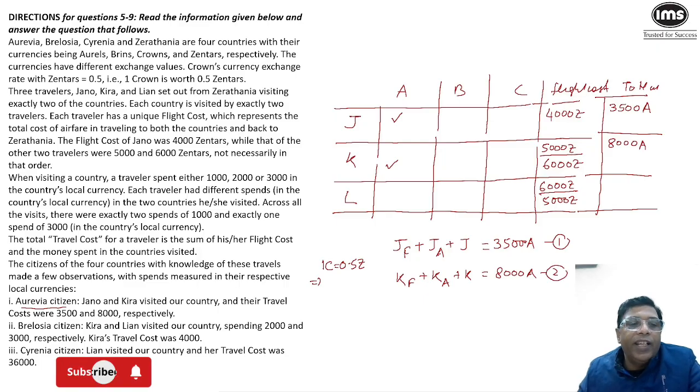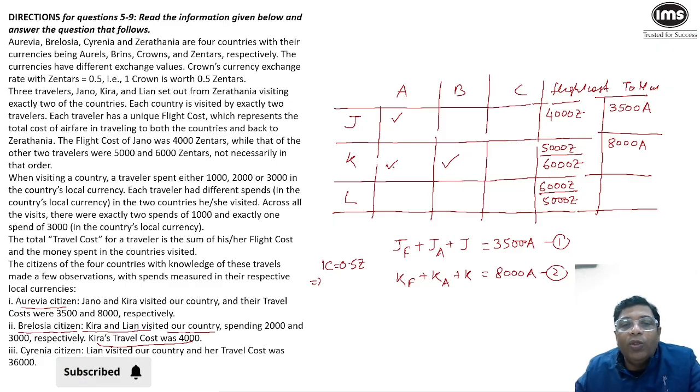Now let's read the next part of the set. B's citizen says Kira and Lion, K and L visited our country, spending 2000, 3000 respectively, and Kira's travel cost was 4000. Travel cost means total cost. So I think Kira visited B. So you can say Kira is visiting two countries, A as well as B.